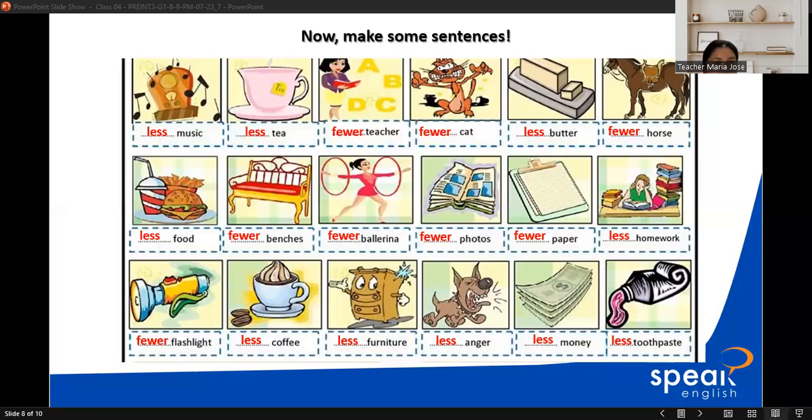All right, let's continue. Julio, with the teacher. There are fewer teachers than other school. Okay. What about butter, Gabriela? There is less butter than oil. Perfect. Next one, Francisco.